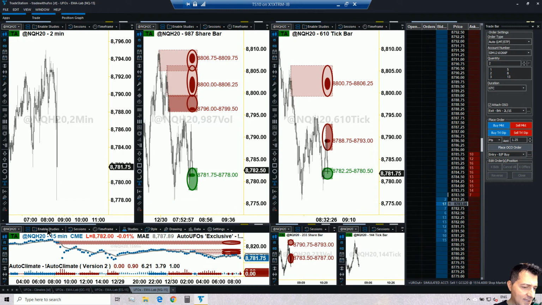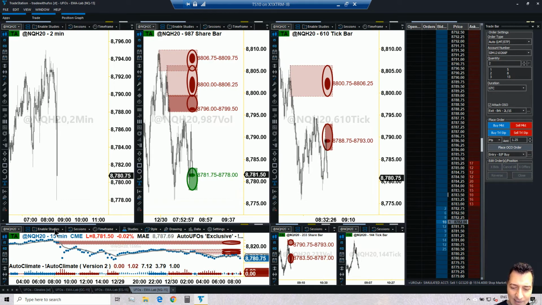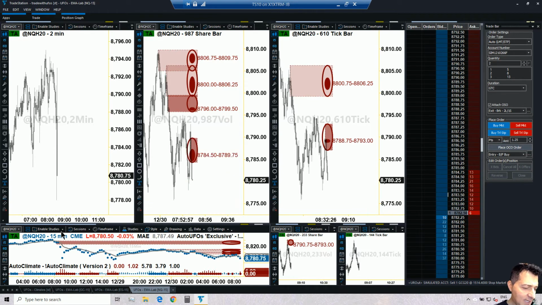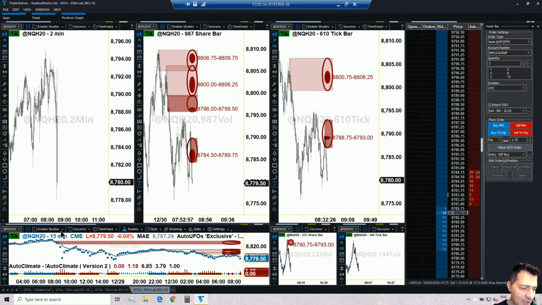Oh, yeah, price already went there. Okay, guys, you saw what just happened there? It went to the UFO and then it dropped. So the UFO is gone. But there is another one on the right, isn't it? 88.75, 87.93. Yeah, so it's a new UFO. It's not the same as before.